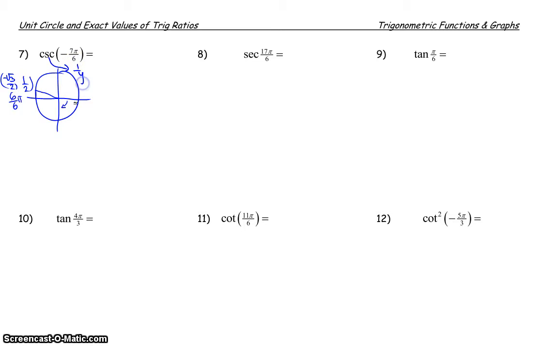Back to the trig function. Cosecant is 1 over y. So we take our y coordinate and we reciprocal it. 2 over 1 or 2. Yay, did you guys get that as well?